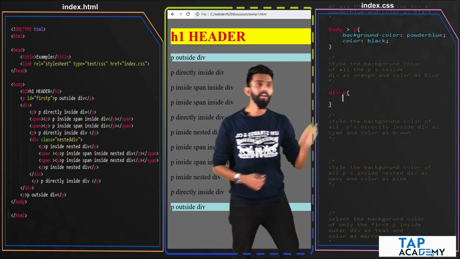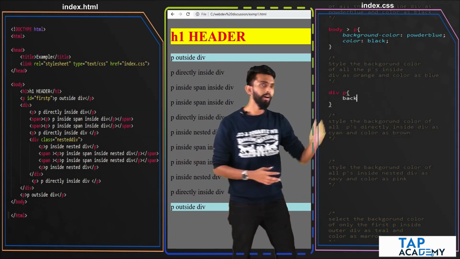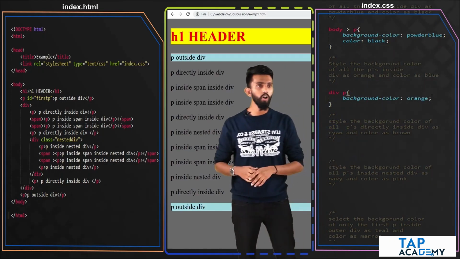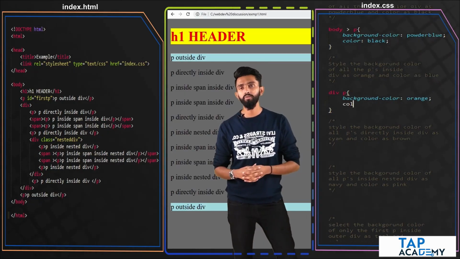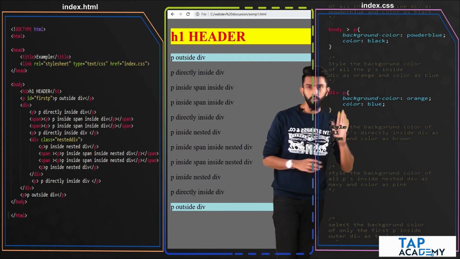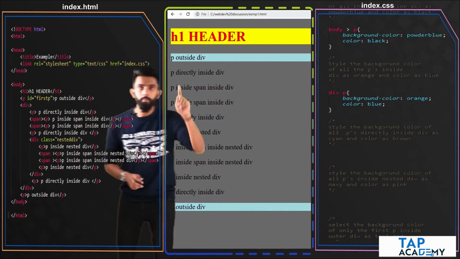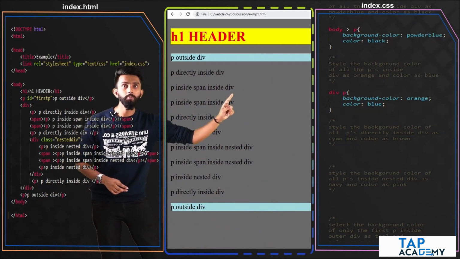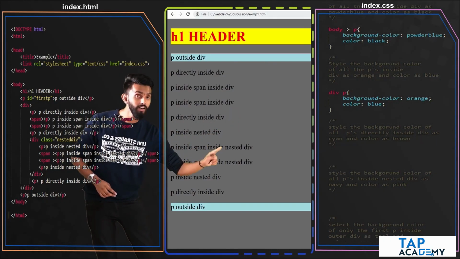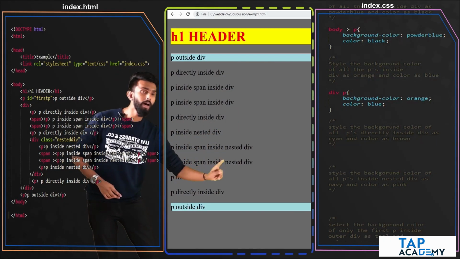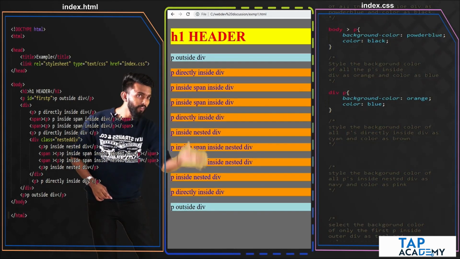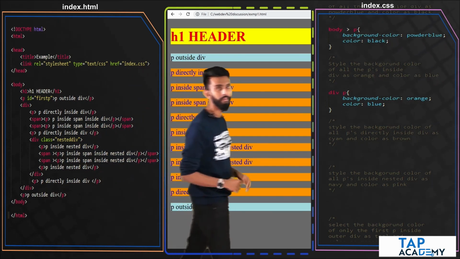Put the declaration. And there I am going to tell the background color. Background color, his expectation is orange, and then his expectation of the text color is blue. I will do that. If I do that, watch it. See, P directly inside div, P inside span inside div, P inside span inside div, P directly inside div, P inside nested div, P inside span inside nested div. All this should be selected. And if I do that, there you go.